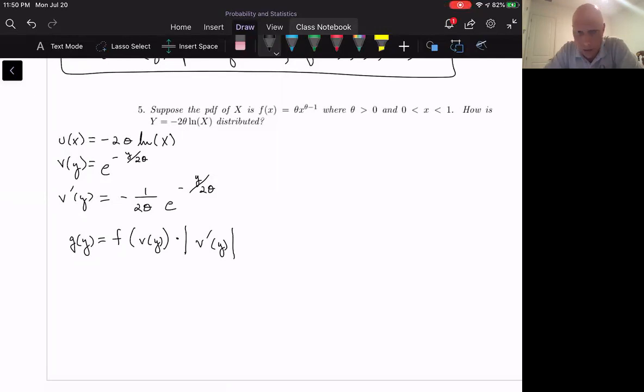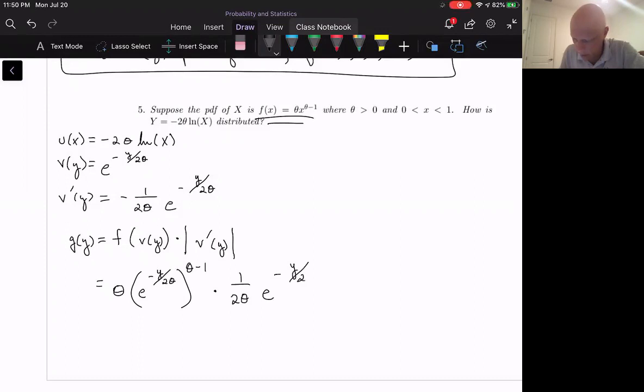All right, let's see. So we start plugging in. The f function is the one that's given. So we have theta times x, where x is our v of y. So we have e to the negative y over 2 theta, and that is to the power of theta minus 1, times the absolute value of v prime. And the absolute value of v prime is 1 over 2 theta e to the negative y over 2 theta.